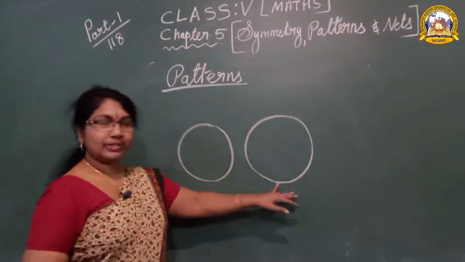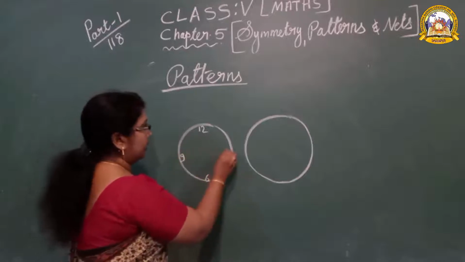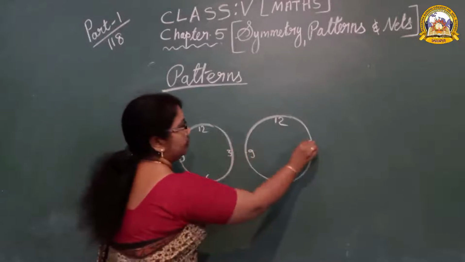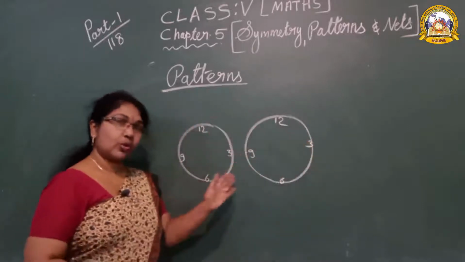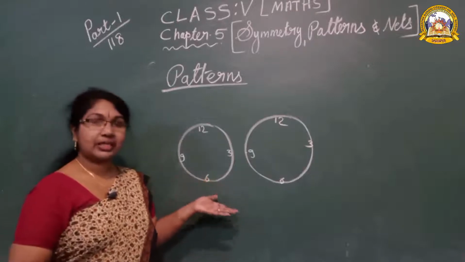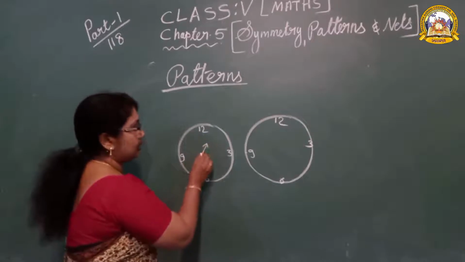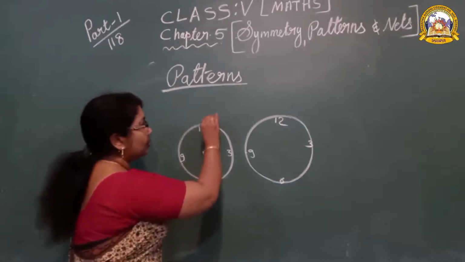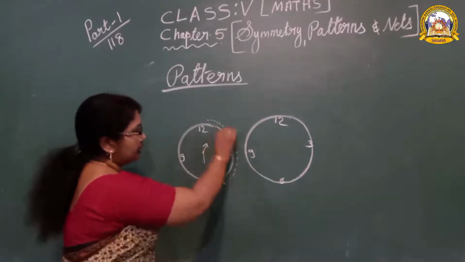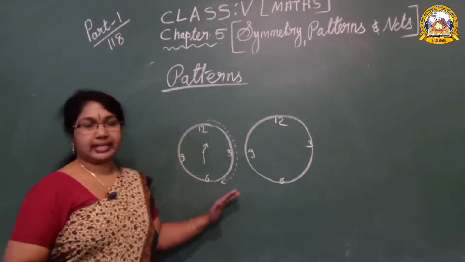Look, everybody knows what I have drawn here. Two clocks are there: 6, 9, 3. Here 12, 6, 9, 3. Do you know how the clock needles are rotating? Our hour hand and minute hand, how are they rotating? It is rotating like that way. It is called clockwise direction.